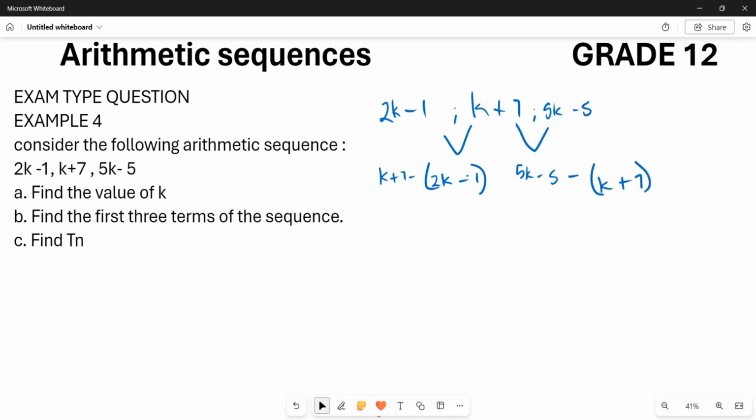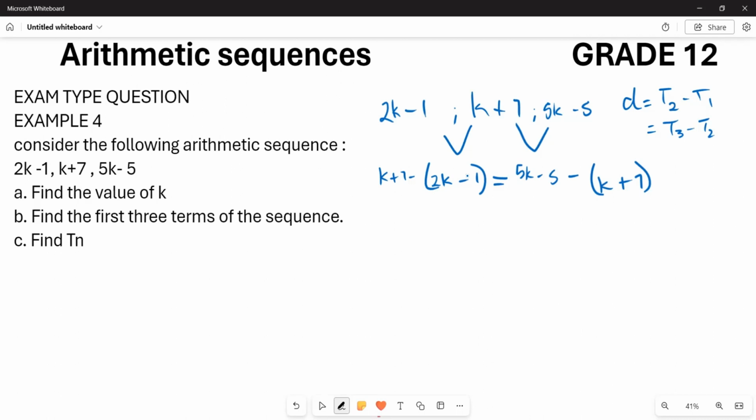Now, what is it that we know? Basically, we know that whenever you are looking for the value of d, the difference, it is always going to be the same as term 2 subtract term 1, which is always the same as term 3 subtract term 2. Basically, which means you are going to simply equate these two differences.